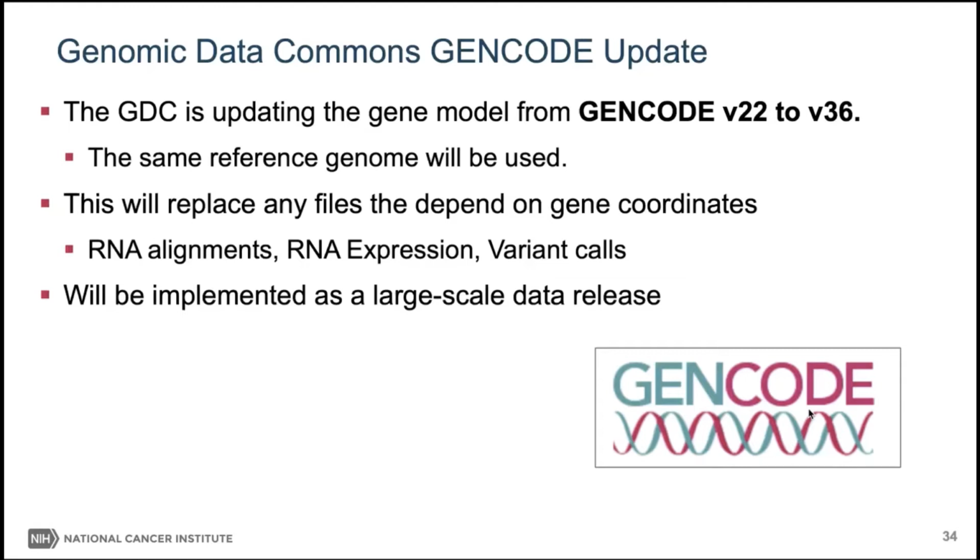This will replace any files that depend on gene coordinates. So these are things like RNA alignments, RNA expression, and variant calls. There are other files too that will be replaced, but this is just a subset of them. And this will be implemented as a large-scale data release. I encourage anyone who cares about this to join the GDC listserv. And if you join that, you will get a notification well in advance for when this will be happening.